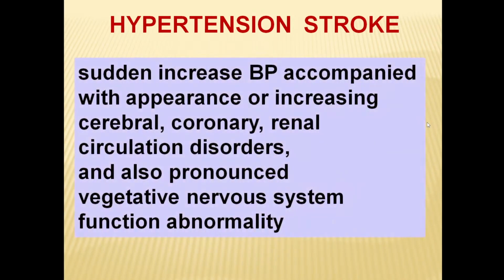I want to pay your attention to an acute situation: hypertensive stroke. It is characterized by a sudden increase in blood pressure, accompanied by cerebral, coronary, and renal circulation disorders, and also pronounced functional abnormality of the vegetative nervous system. Why do we distinguish the acute situation of hypertensive stroke?